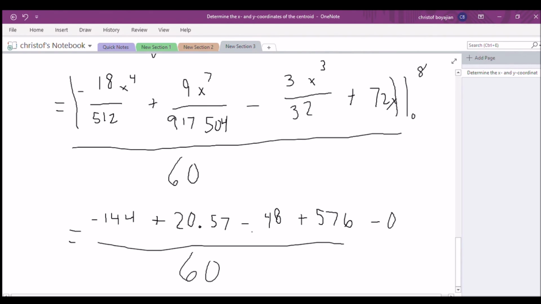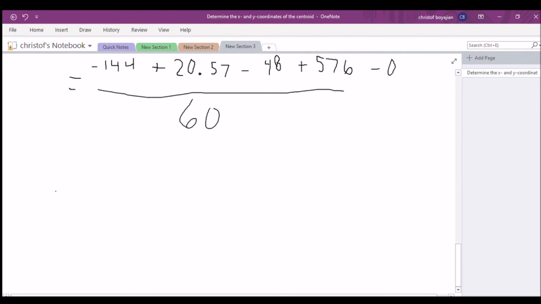Now let's go ahead and plug all of these into the calculator. 20.57 minus 144 minus 48 plus 576 divided by 60. We get that our centroid in the y direction results to being 6.74 inches.